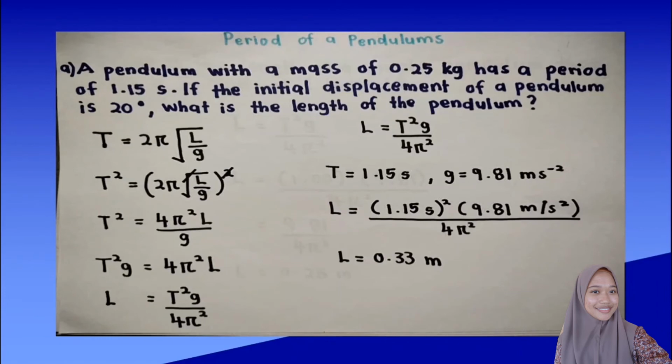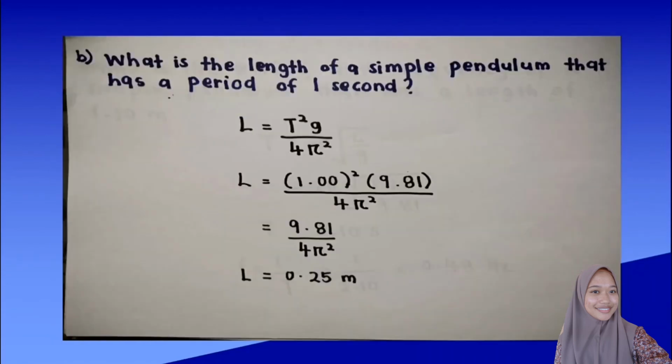Lepas tu kan dia dah bagi T dia ialah 1.15 dan juga kita tahu G sama dengan 9.81. So kita masukkan dalam formula. Dah lepas masukkan, kita akan dapat L sama dengan 0.33 meter.